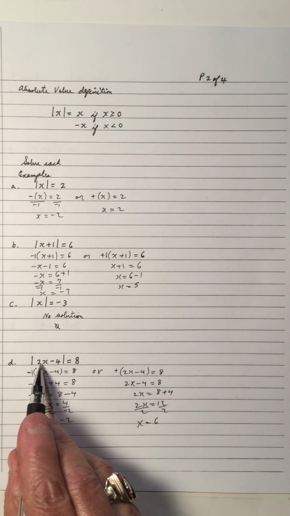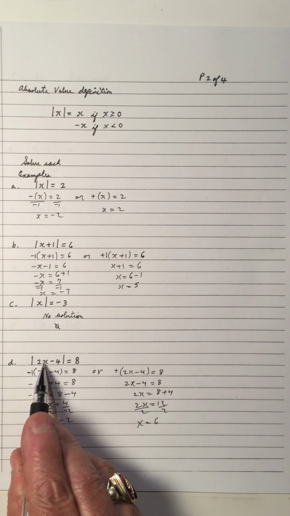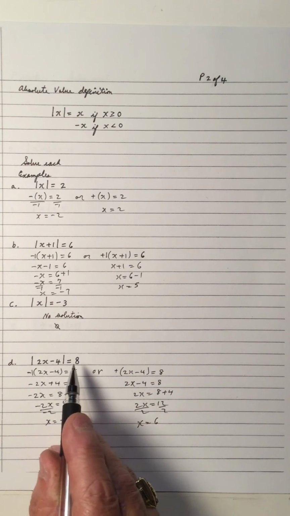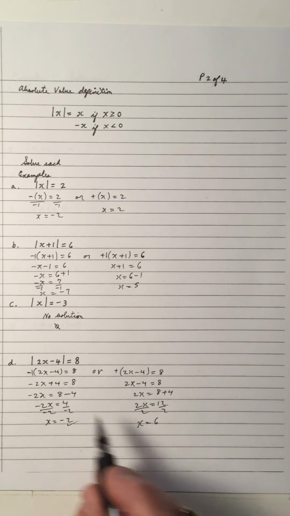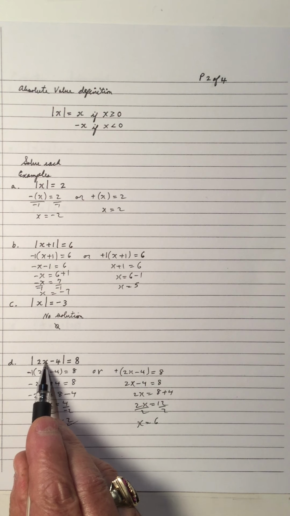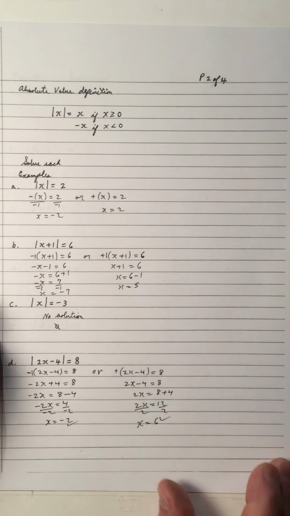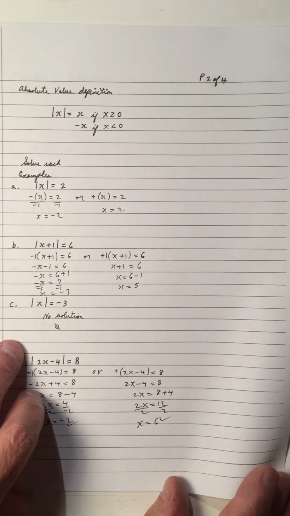Let's check to see if we're right. Put -2 here. 2 times -2 is -4. Subtract 4 is negative 8. Absolute value of negative 8 is 8. Perfect. Now 6: 2 times 6 is 12. 12 minus 4 is 8. Absolute value of 8 is 8. Two answers. Okay, let's continue.